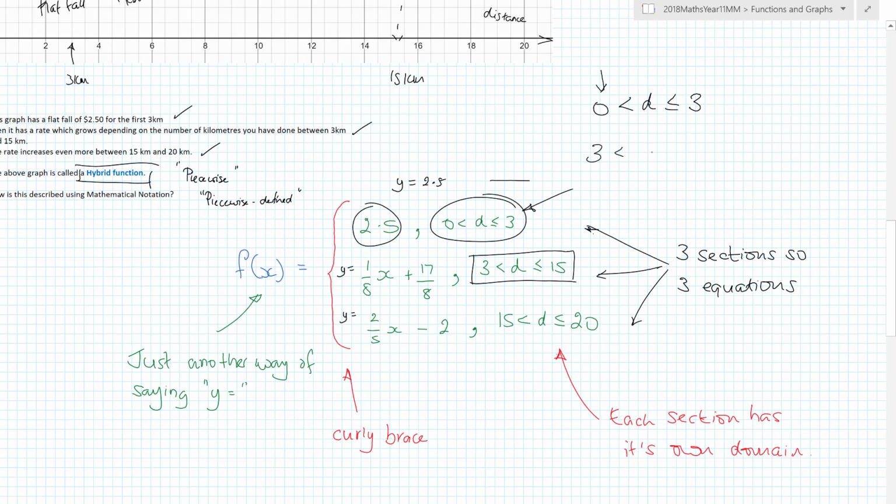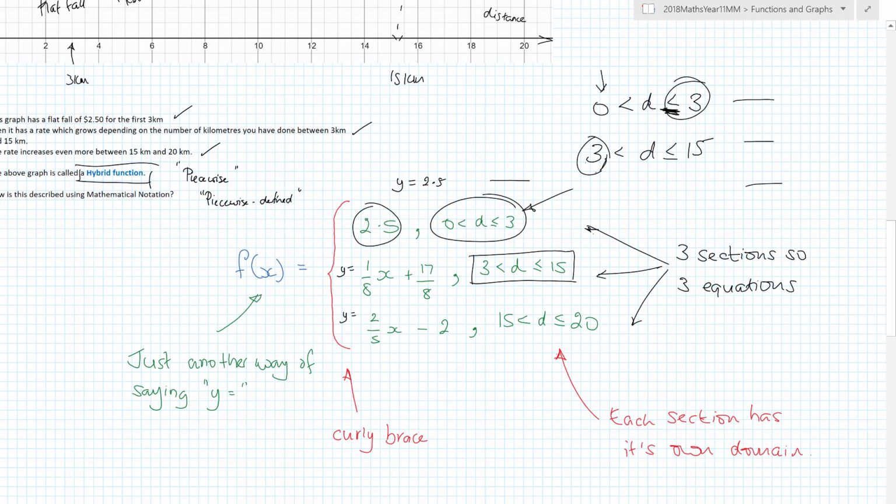This section here says that the equation y equals 1/8 x plus 17 on 8 is only valid between 3 and 15. Now, what do you notice? That has 3 in it, and that has 3 in it. But the equal sign only belongs to one of the 3. I can't put an equal sign here. The reason being is the number 3 can only belong in one of the lines of the hybrid function. By putting an equal sign on both of these, it means it belongs to both. So we, generally speaking, only put an equal sign on one of them.